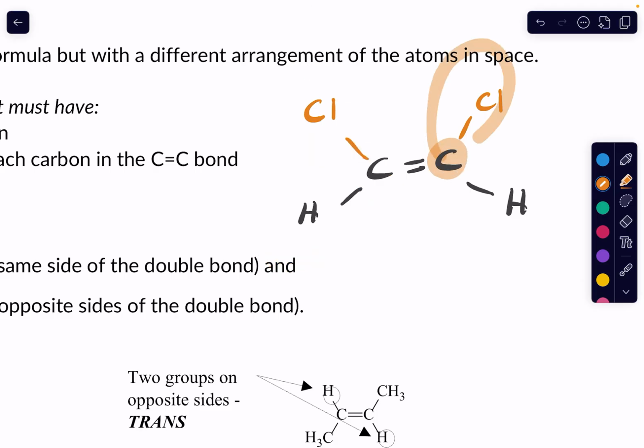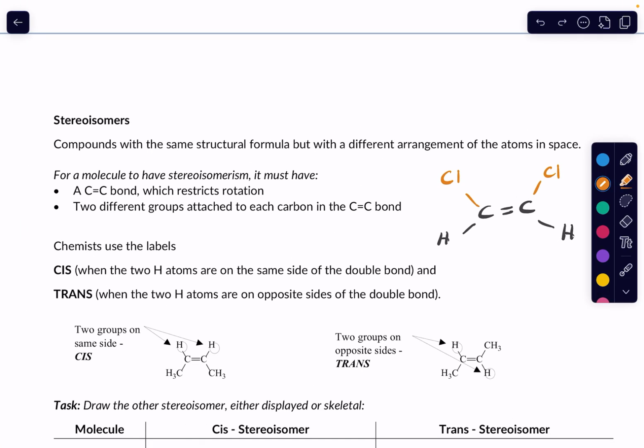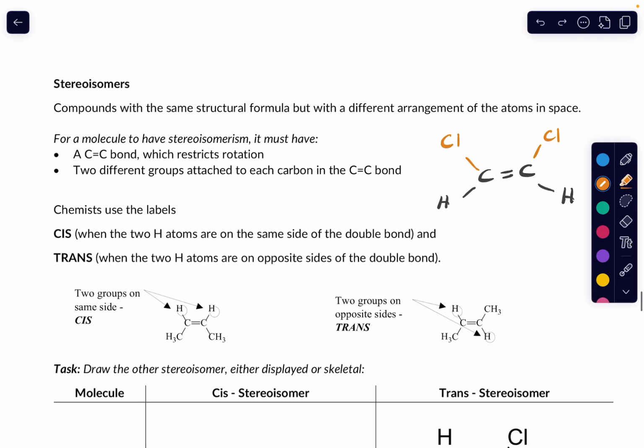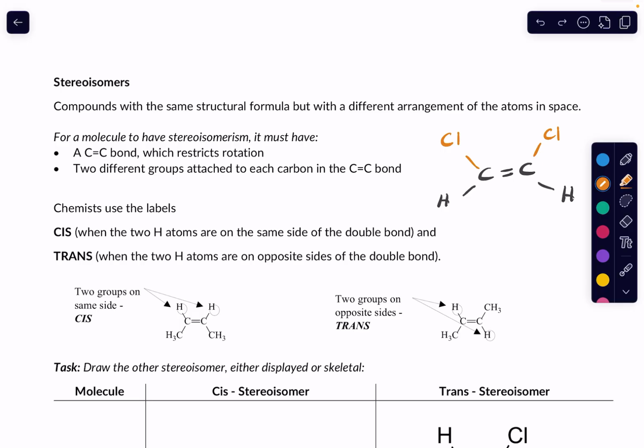Highlight this one. 1, 2. They're also different groups. Now, yeah, they're the same as this carbon's, but for that carbon in particular, these are different. So this can have stereoisomerism. And there are 2 types of stereoisomerism that we are going to look at. You may see E and Z, and we can talk about that in class. But for now, we're going to use cis and trans.